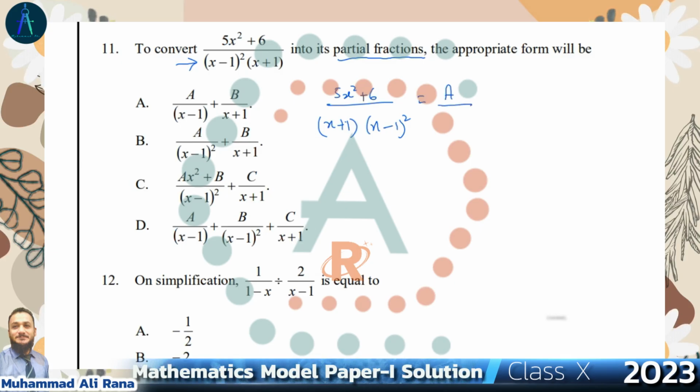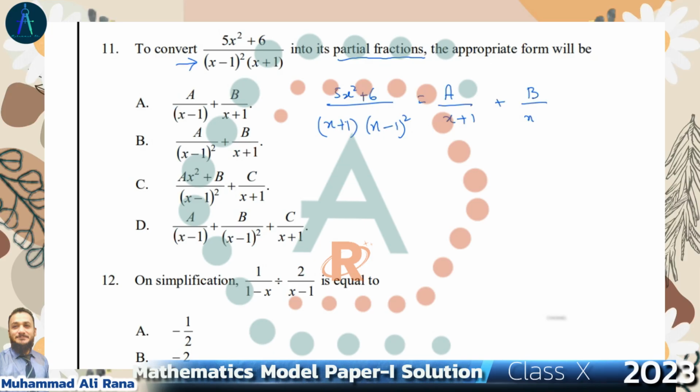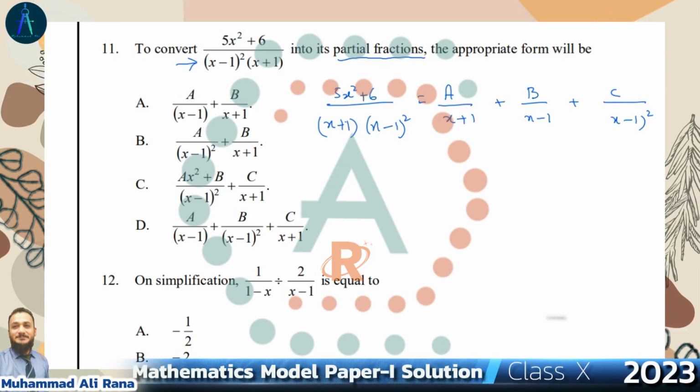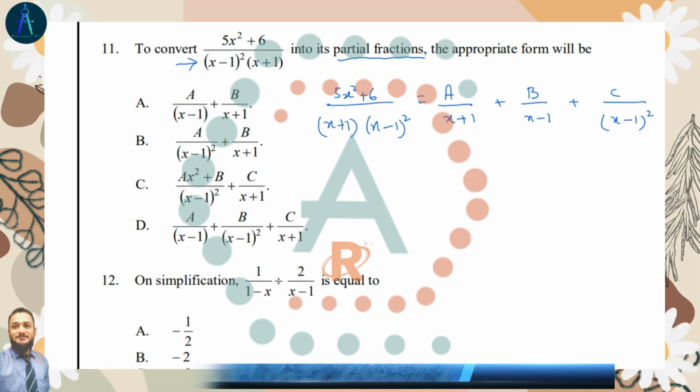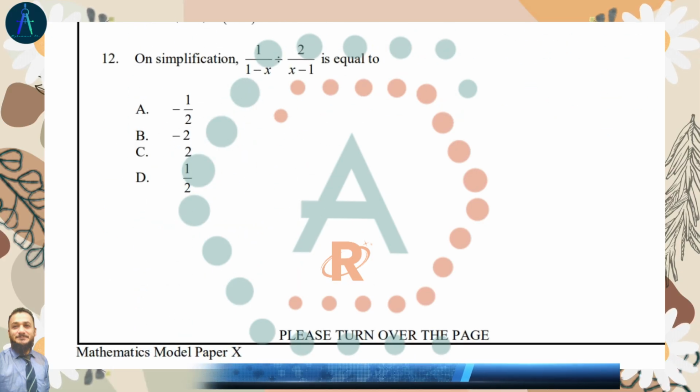So it will be A over x plus 1 plus B over x minus 1 and C over x minus 1 whole square. So in this way, let's see the answer. The x minus 1 will be repeated for the 2 times. So option D will be the right answer.